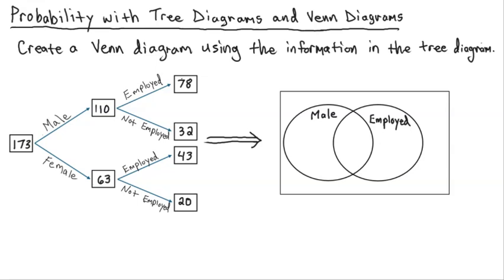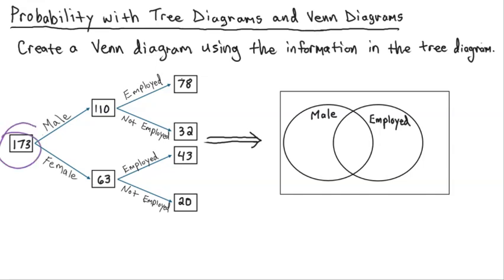All right, now in this video, we're going to go the opposite than we did in one of the previous videos. We're going to create a Venn diagram using the information from the tree diagram. So now we have a tree diagram that's already filled out, and we want to transport that information into a Venn diagram, okay? So let's look at this tree diagram.